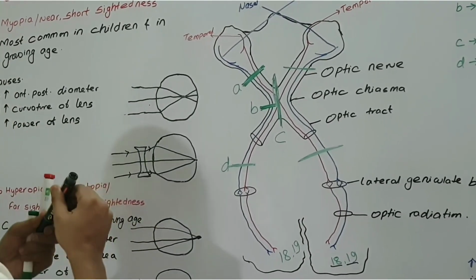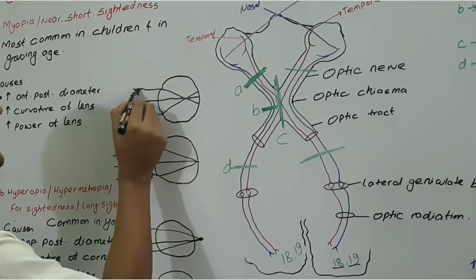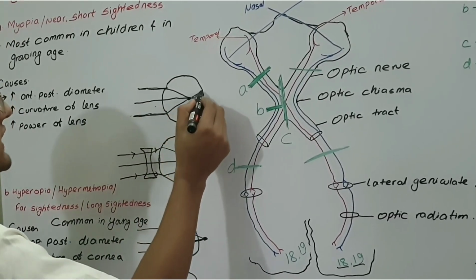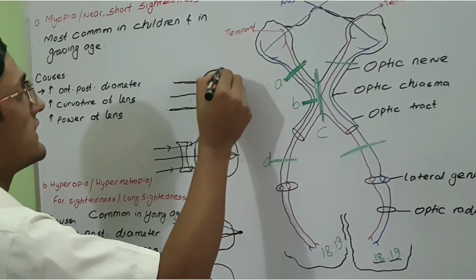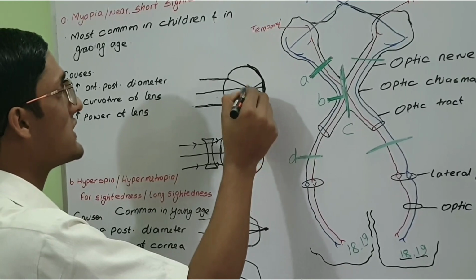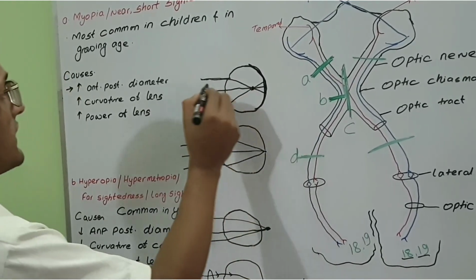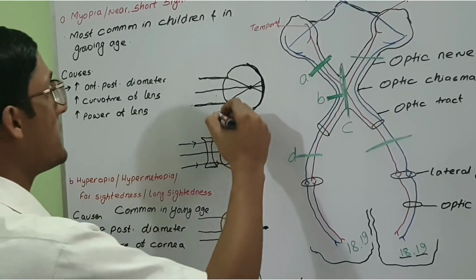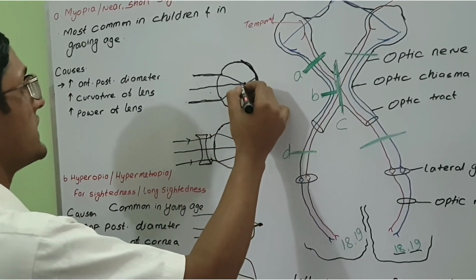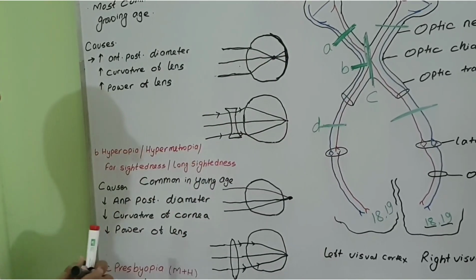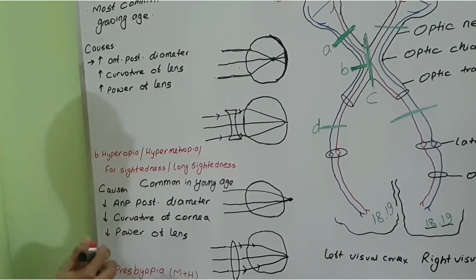This is a myopic eye. Rays come from an infinity source, and the focus occurs in front of the retina. This is the retina, the inner coat, and the focus occurs in front of the retina. In myopia, it may be an important question in various exams: the focus occurs in front of the retina in case of myopia.